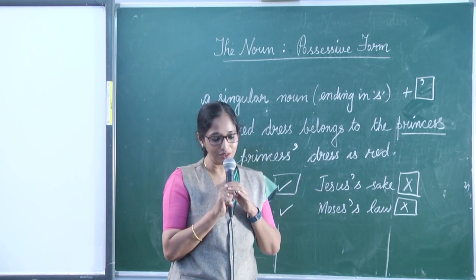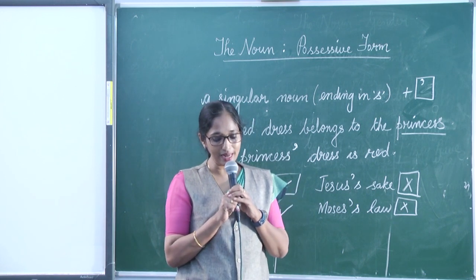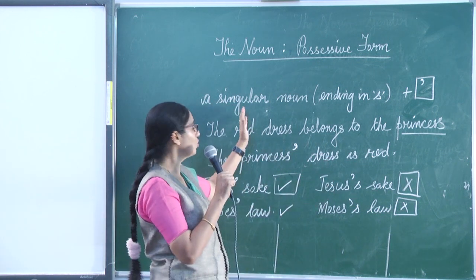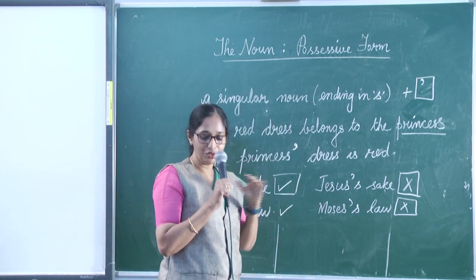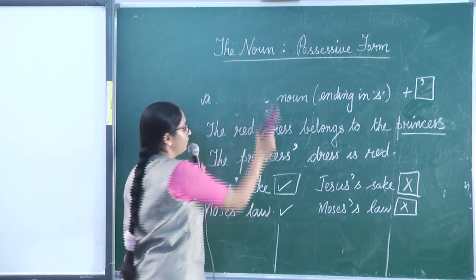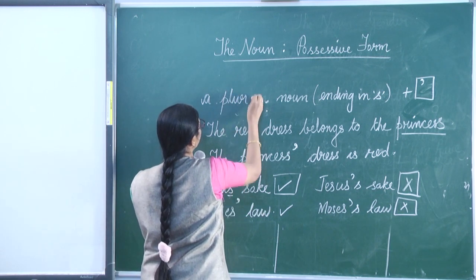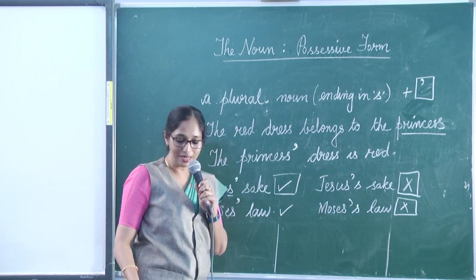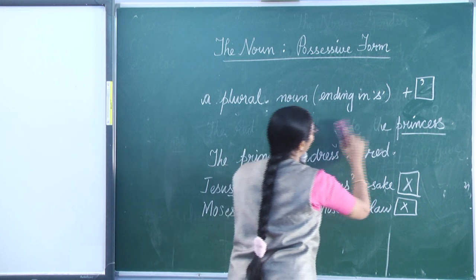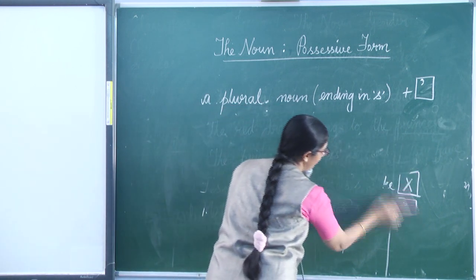Now coming to the next group, we form the possessive case of a plural noun that ends in s by adding only an apostrophe. The same rule we follow when it comes to a plural noun ending in s. If it is a plural noun and if it ends in s, the same rule you have to follow. You add only an apostrophe.